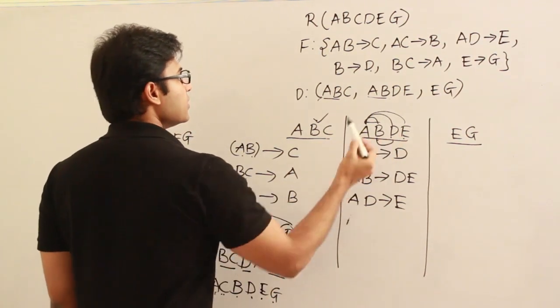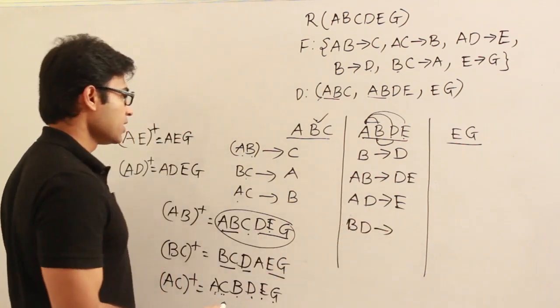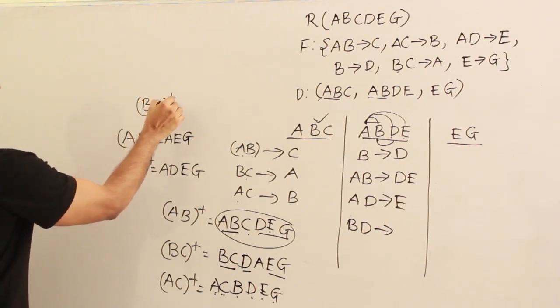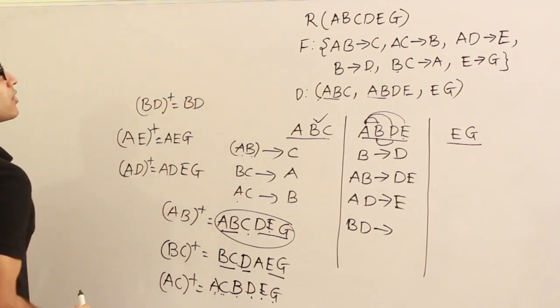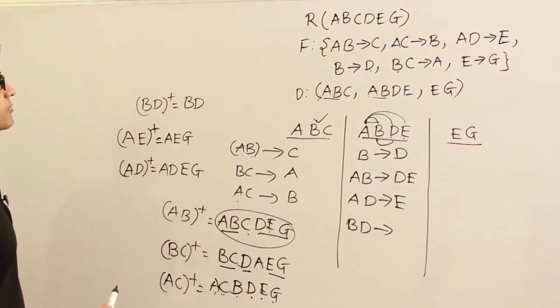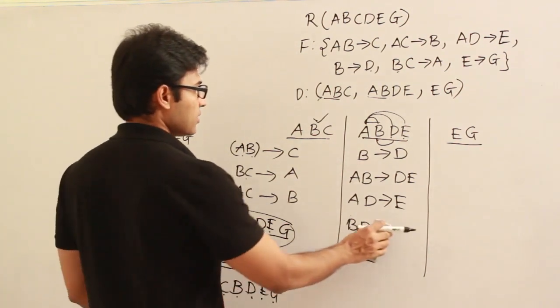And next one is BD. I want to find out whatever is possible with BD. So for that I will find out BD plus. If I find out BD plus, I get BD, and because of B I get D, right? And no A is there, no AC is there, no AD is there, no B, already I got it, BC is not there, E is not there, therefore nothing, right? So I don't get anything with this.